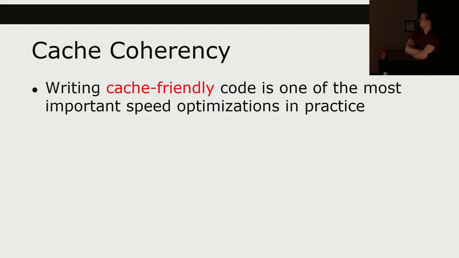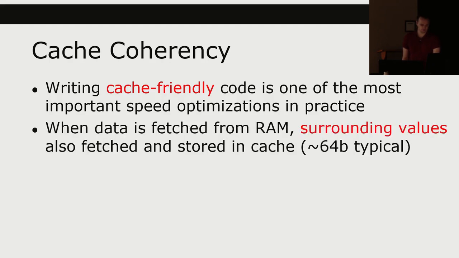So cache coherency. Cache coherency is the idea that your code is being friendly with the cache. And what do we mean by that? Well, writing cache-friendly code is one of the most important speed optimizations in practice that you will ever come across in all of your programming.